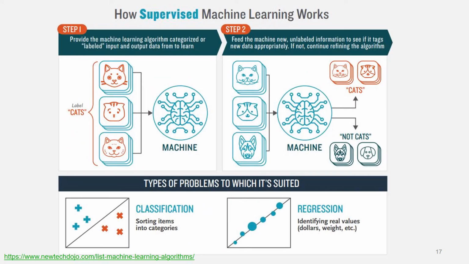Step 1 is provide the machine learning algorithm categorized or labeled input data. For example, you see this image, it tries to categorize them into say cats and no cats. Oh, this is supervised learning, a mistake, sorry.